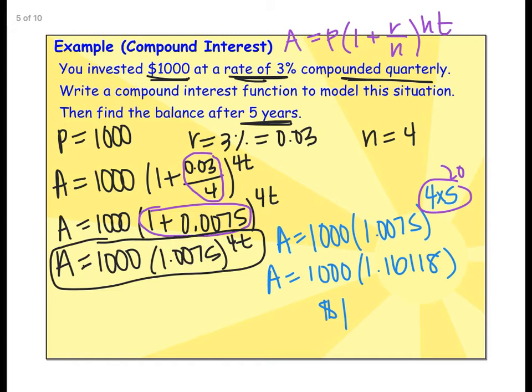which means after 5 years, if I were to not add any other money, I would have $1,161 and about 18 cents. So I made about $161 in that account without having to add any other money.